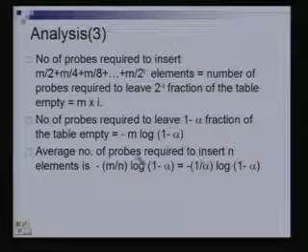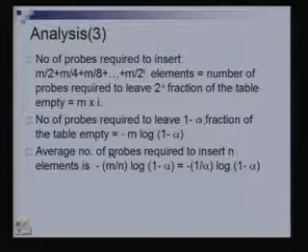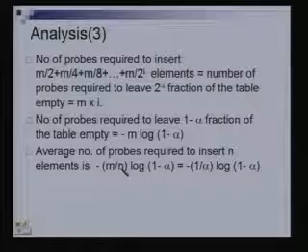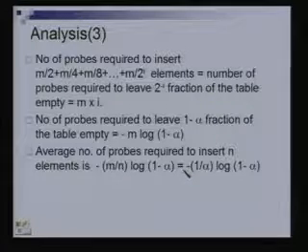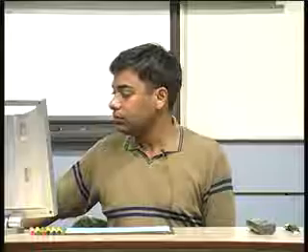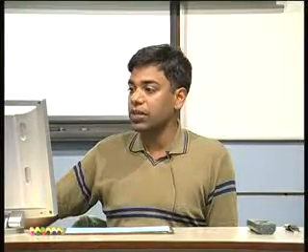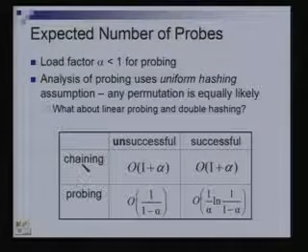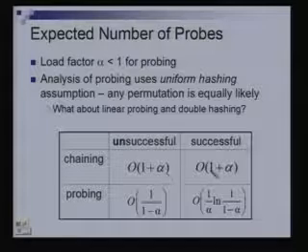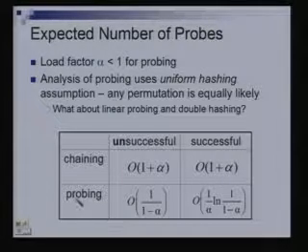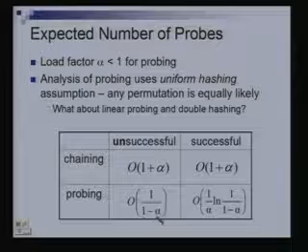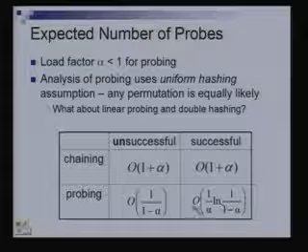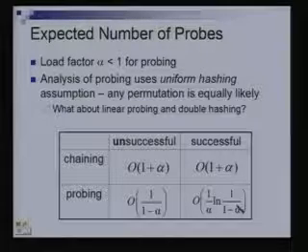So this was the total number of probes required, and the average is just this divided by n. m by n was 1 by alpha, or n by m was alpha, so this is this quantity. We will now be able to capture it in a table, right? For unsuccessful and successful searches, when we had chaining, it was 1 plus alpha, recall. For probing, for an unsuccessful search, it is 1 over 1 minus alpha, and for a successful search, what I just showed you, it is 1 by alpha times log of 1 over 1 minus alpha.